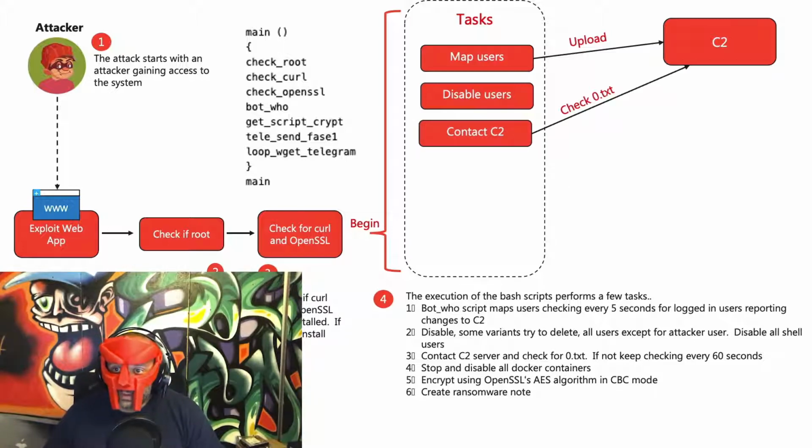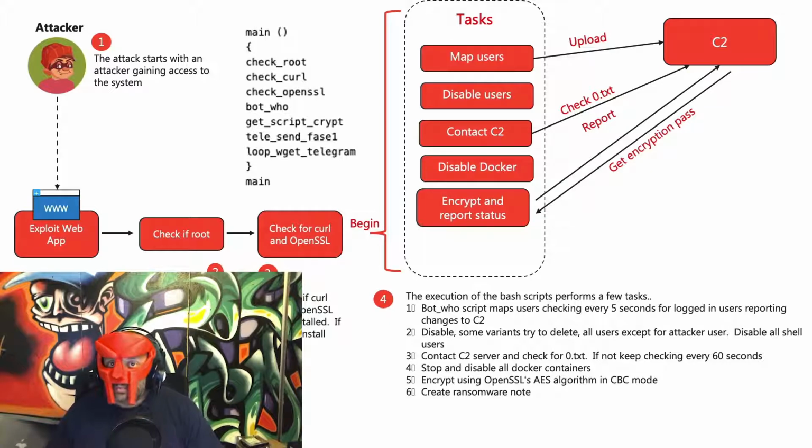It then follows it up by contacting the command control server and checking to see if a file called 0.txt exists. If it doesn't exist, it sleeps for 60 seconds and tries again until it sees that the file exists. Then it moves on to the next step, which is stopping and disabling all Docker containers.